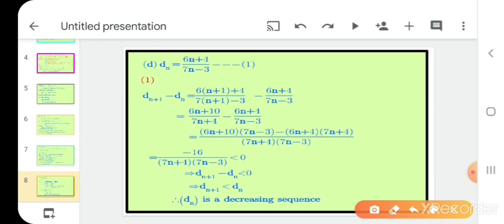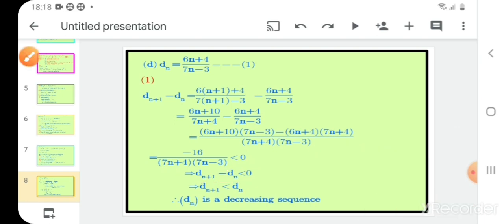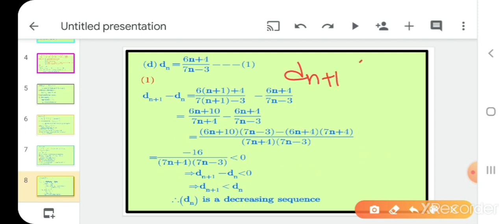Which value do we have here? A negative value. That means less than 0. The value of dn plus 1 minus dn is less than 0. Now take dn to the LHS. What do we have here? dn plus 1 less than dn.